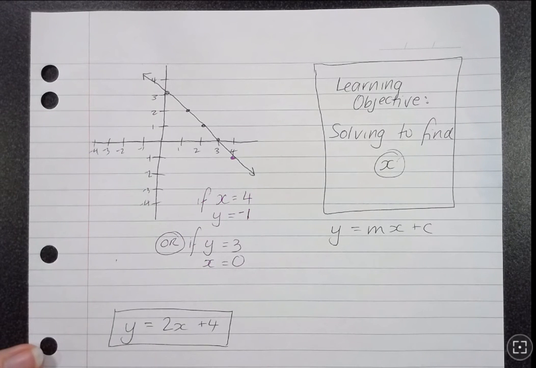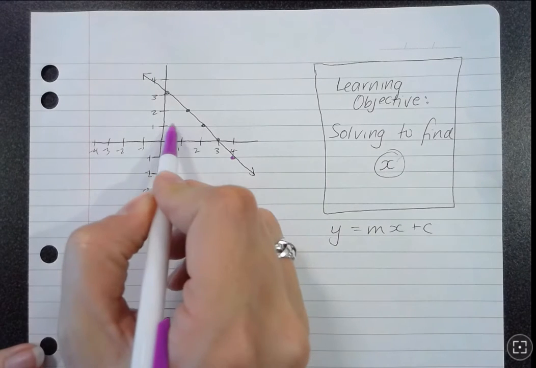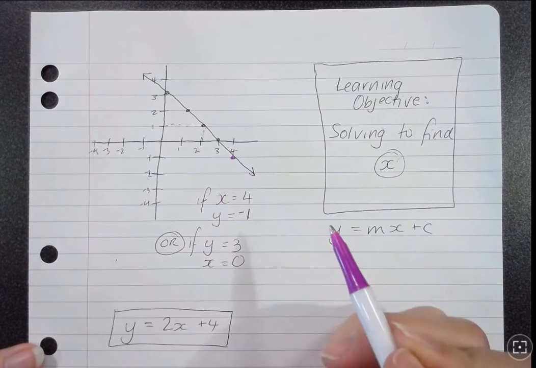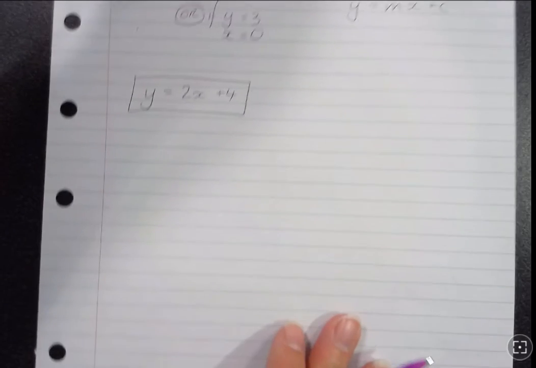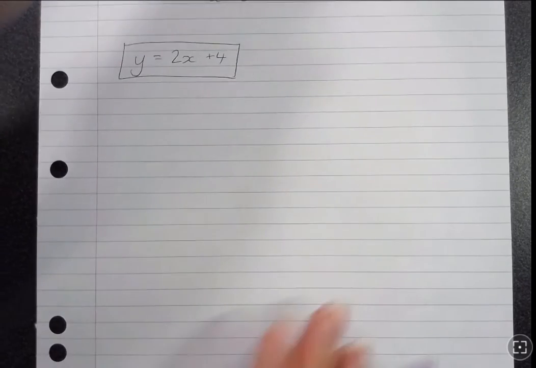But if we don't have a graph, it's very, very difficult for us to just easily see them, nice and visually. We can get an answer doing that, but if we just have the linear equation, it becomes a lot more tricky. So that's what we're doing today.